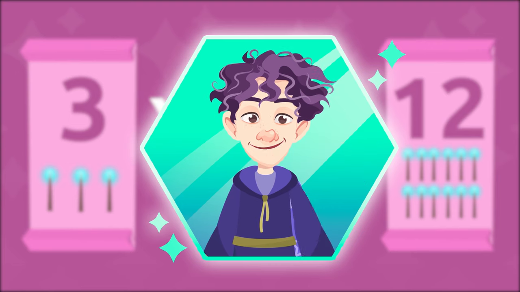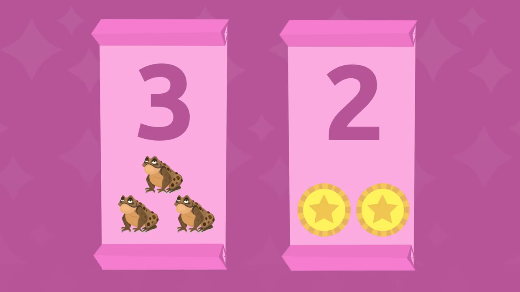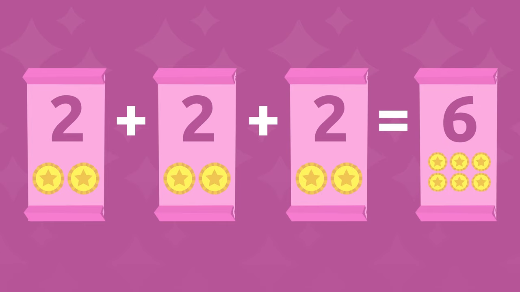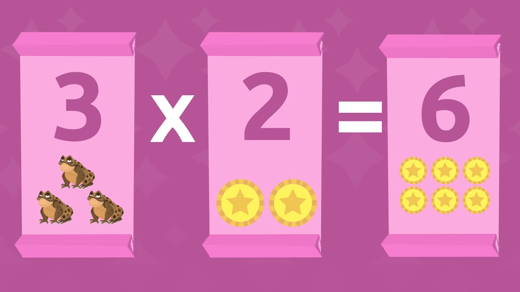So to multiply is to add up several times the same numbers, right? That's it. Let's look at another example. Imagine you need to buy three toads for your magic potions class. If each toad costs 2 coins, how many coins do you need to buy three of them? It's very simple. We can add up this way: 2 coins plus 2 coins plus 2 coins, which equals 6 coins. Or we can multiply 3 toads by 2 coins each, which equals 6 coins. Meaning 3 toads cost 6 coins.